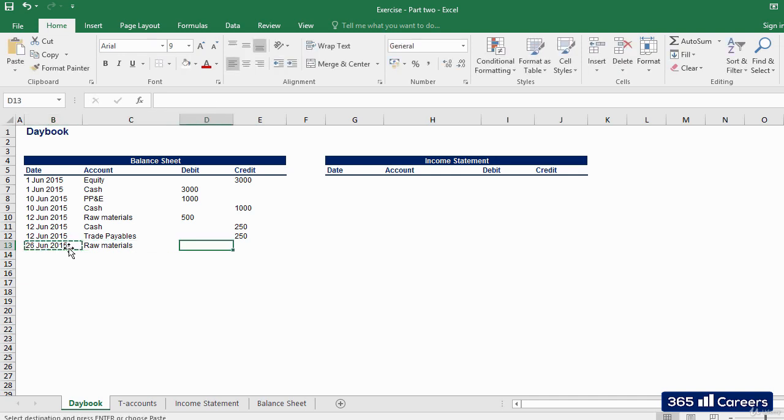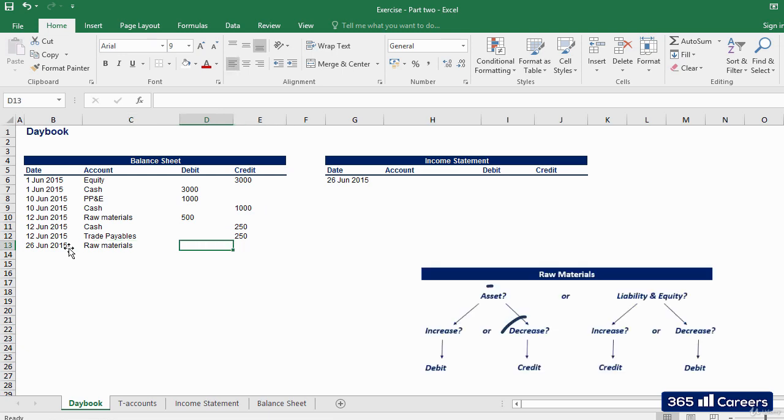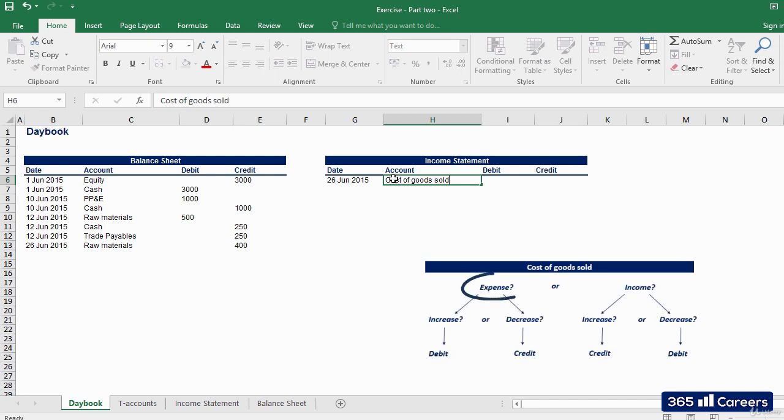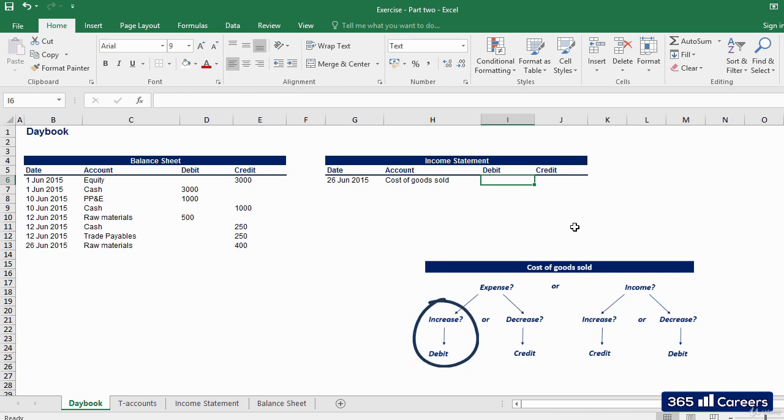Okay. The first account is raw materials, which is a balance sheet account, while the second account is cost of goods sold, which is an income statement item. So, raw materials decreased because we took them out of our inventory and used them in order to produce goods. When an asset decreases, we need to credit its account, right? Okay. Then these raw materials enter into the cost of the goods that we sold. This is an expense, and we already learned that when an expense increases, we need to debit it. Do you remember the logic?